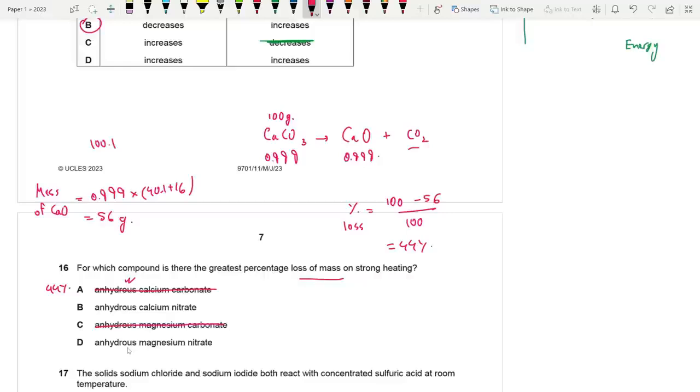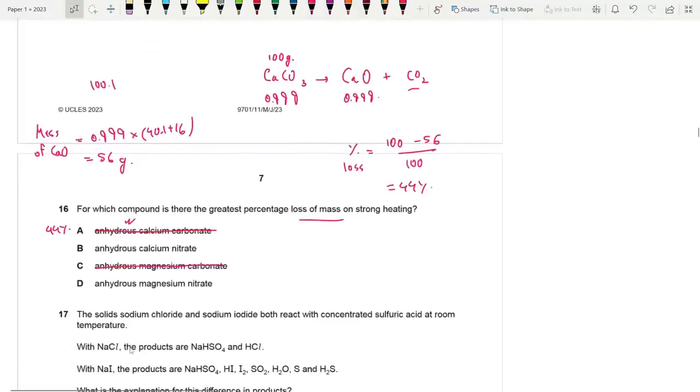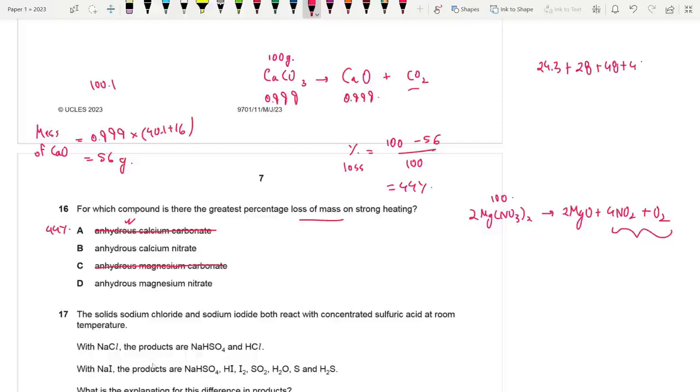Now look at option D, anhydrous magnesium nitrate. So what happened in magnesium nitrate? It's Mg(NO3)2. It breaks down to form 2MgO plus 4NO2 plus O2. This is the logic. So what is the percentage loss? It's the two of these combined, right? So what if I take 100 grams of this now? If you look at the MR of magnesium nitrate, it is 24.3 plus nitrogen, which is 14. 14 times 2 is 28, plus 3 times 16 is 48, times 2 is 96. So how much is that? That is 24.3 plus 28 plus 48 plus 48.